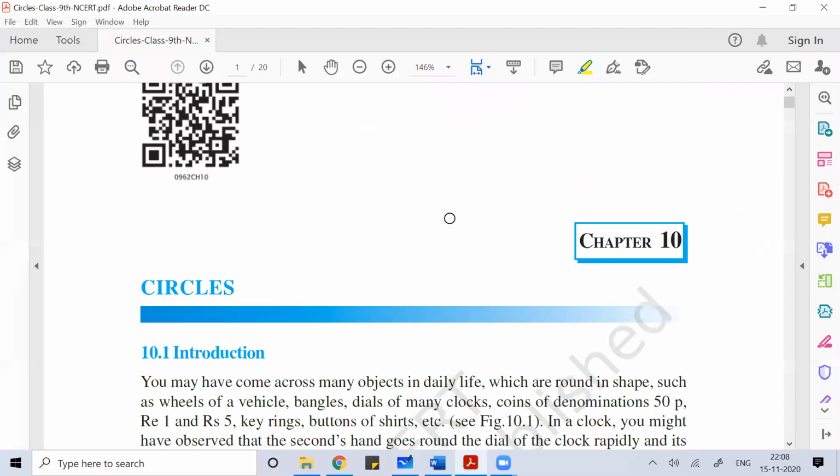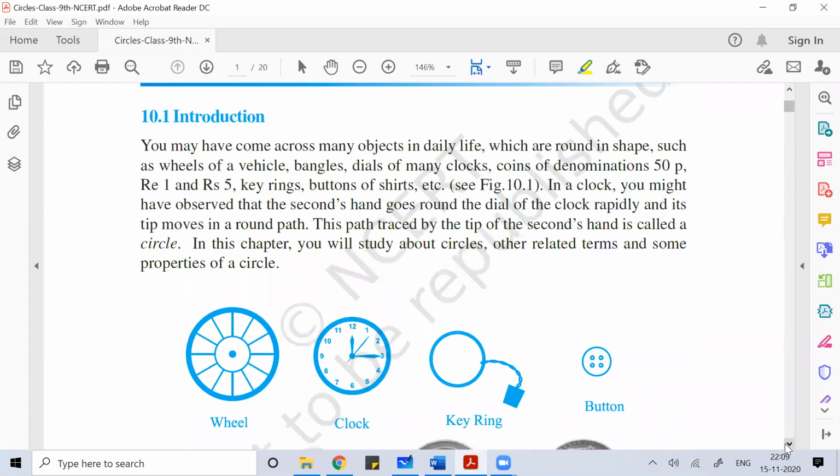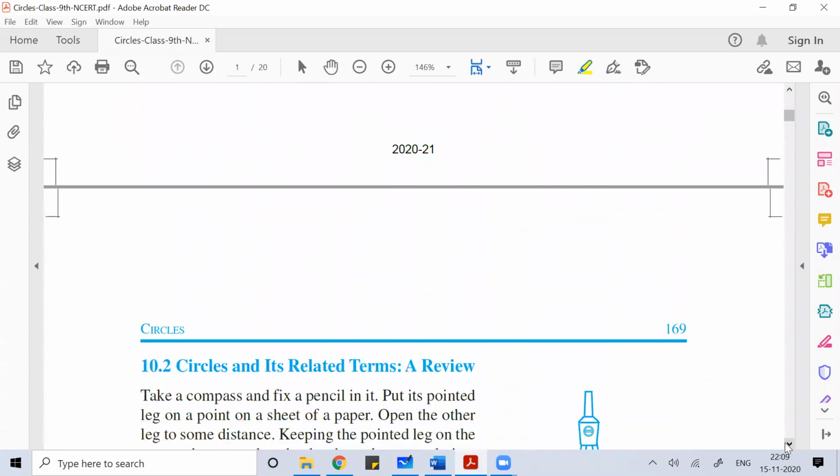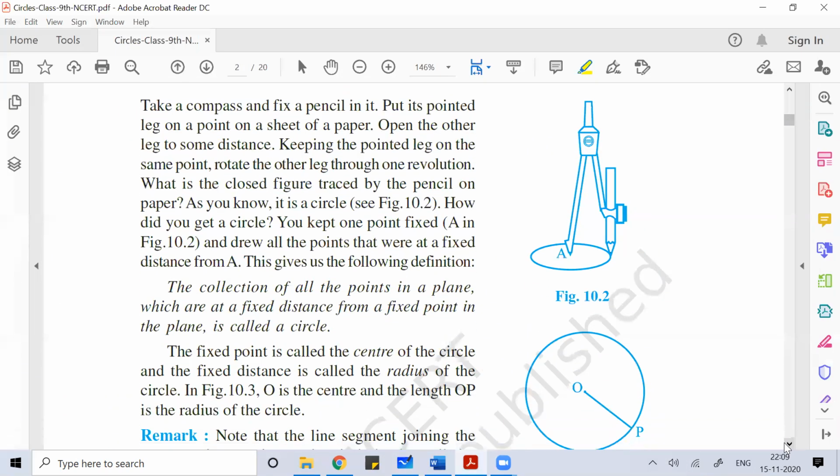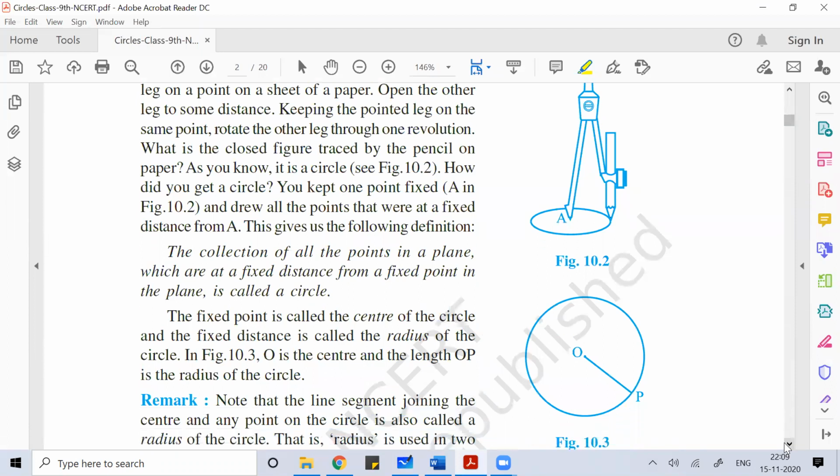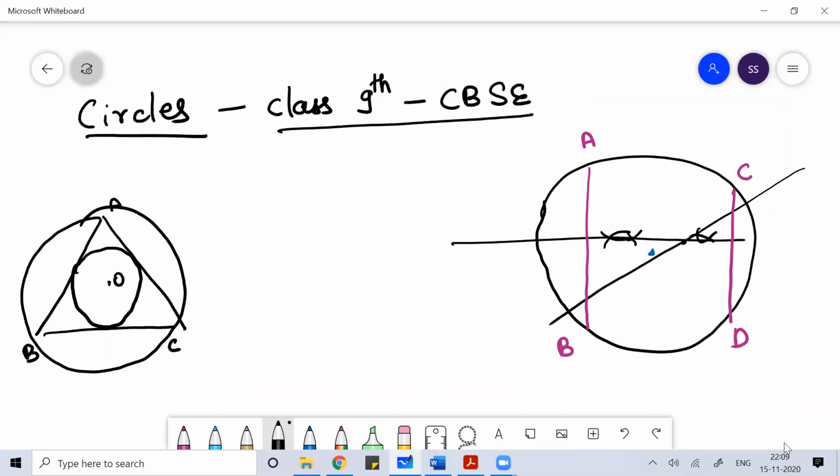Whenever we are talking about circles, the circle chapter is very important in NCERT. These are all examples of circles. This is self-explanatory, you know how to draw a circle. The collection of all the points in the plane which are at a fixed distance from a fixed point in the plane is called a circle. So probably you can understand that this circle what you're seeing here is a collection of infinite points.